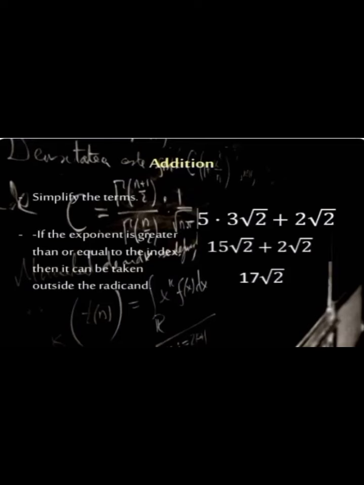Next, simplify the terms. So, 5 times 3 square root of 2 plus 2 square root of 2. If the exponent is greater than or equal to the index, then it can be taken outside the radicand. So, 15 square root of 2 plus 2 square root of 2. 15 plus 2 is 17, and copy the square root since inside the square root is the same. So, 17 square root of 2.